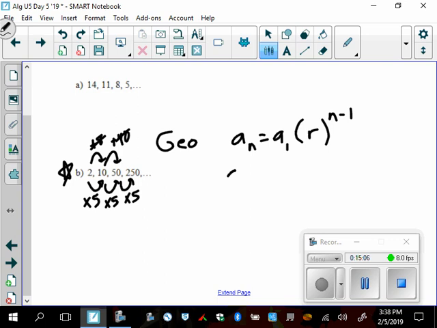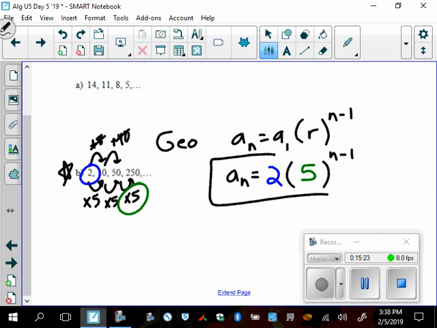Okay, so A1 is my first term, which is 2. My r value is what we're multiplying by, so this would be 5. And that would be my answer if they want an explicit formula. If they wanted me to plug something in, I could plug it in further. But that's the big idea that I'm going for with this.